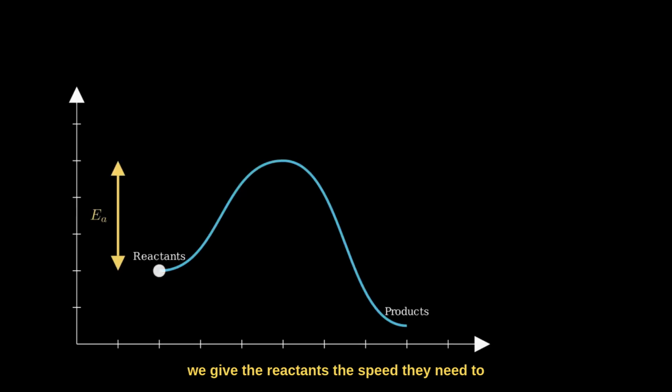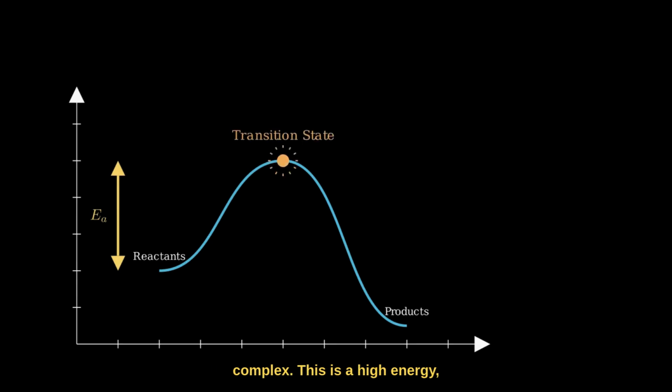When we add the required activation energy, we give the reactants the speed they need to overcome the energy barrier and form the activated complex. This is a high-energy, temporary state where the reactants' bonds are stretching and breaking, and the product bonds are just beginning to take shape. We now have effective collisions.